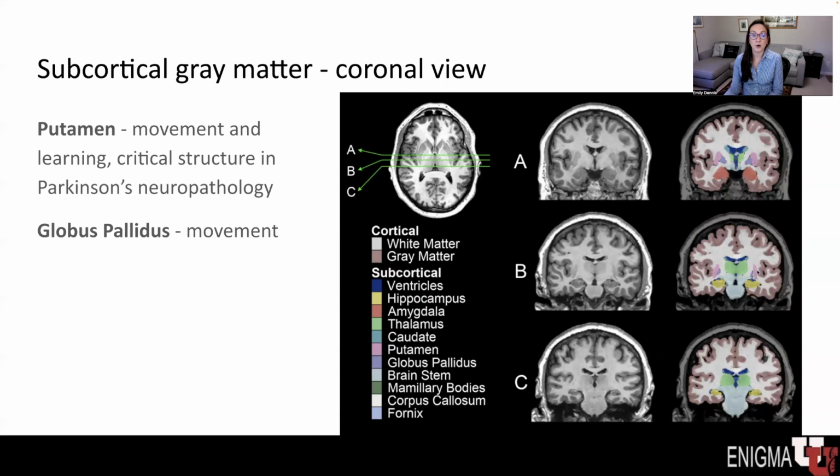Moving on, we have the putamen in pink here on either side. The putamen is important for movement and learning, and it's one of the structures that's impacted in Parkinson's neuropathology. Parkinson's is a disorder of movement, so it makes sense that we would see some disruption here. The globus pallidus is another region that's important for movement, and you can see it here in purple, just right next to the putamen.